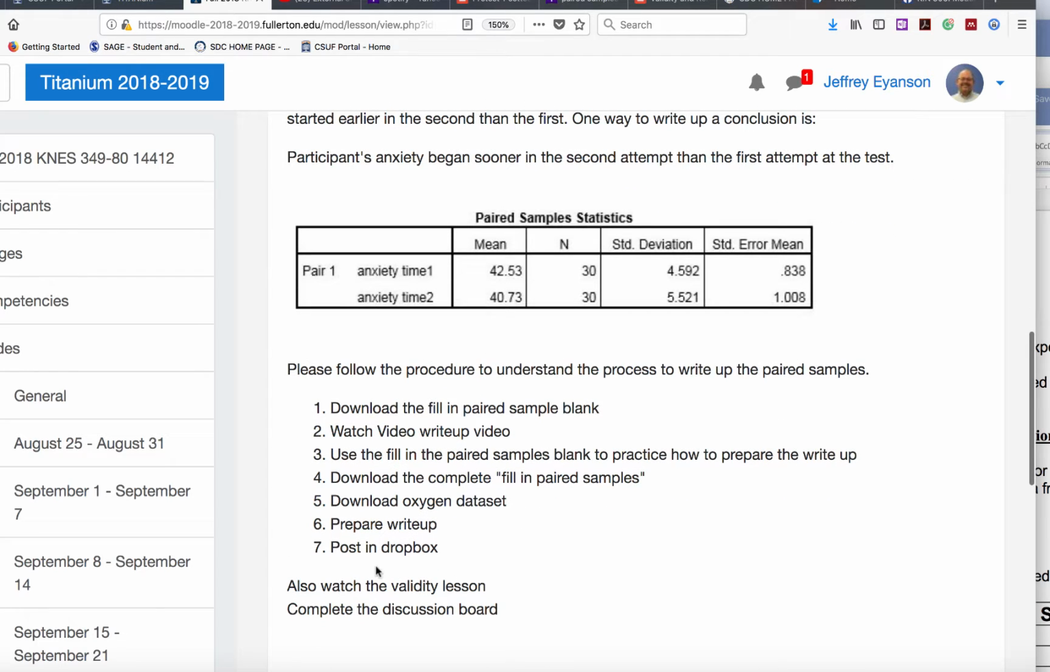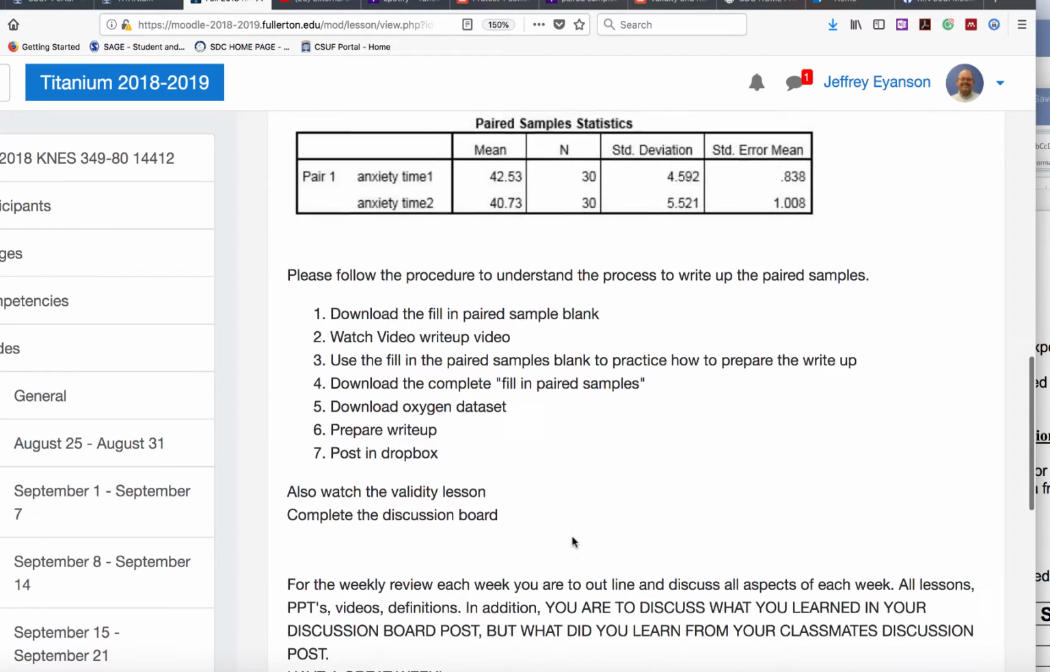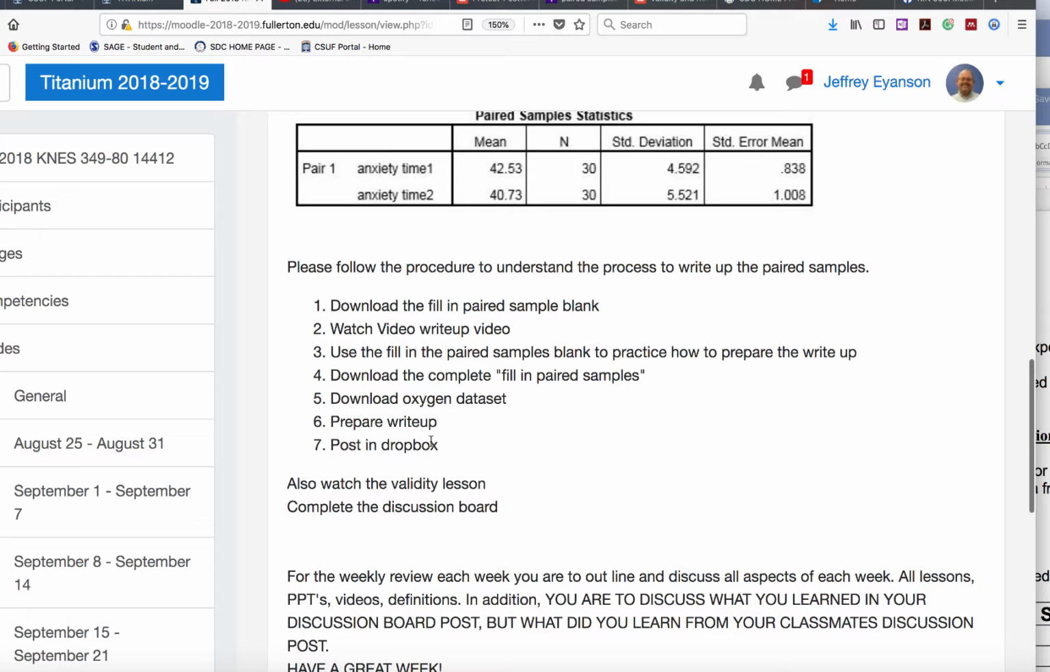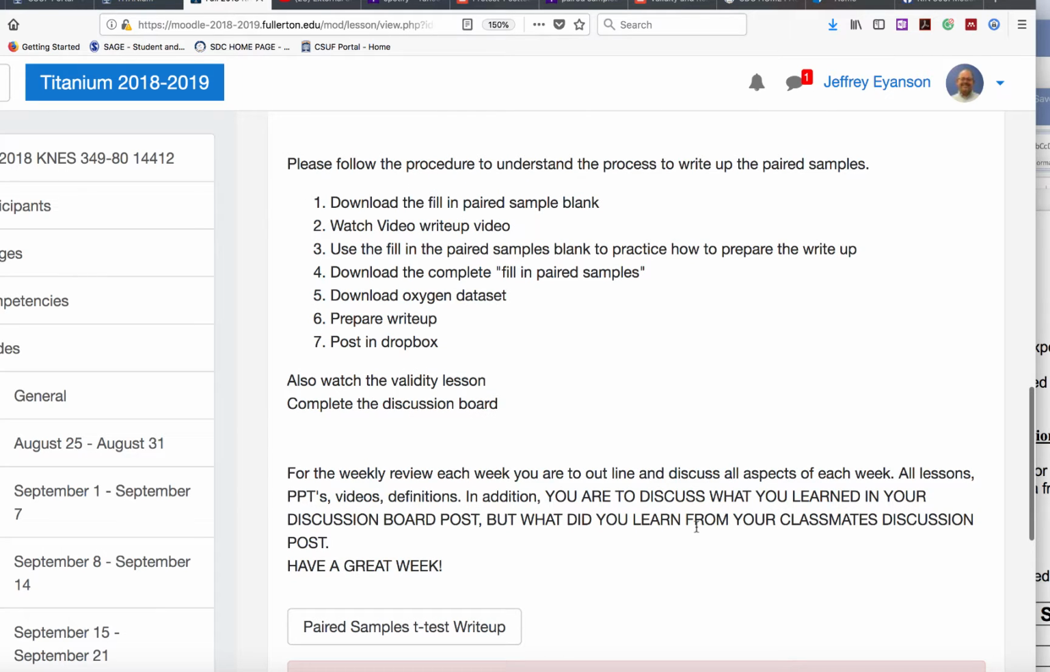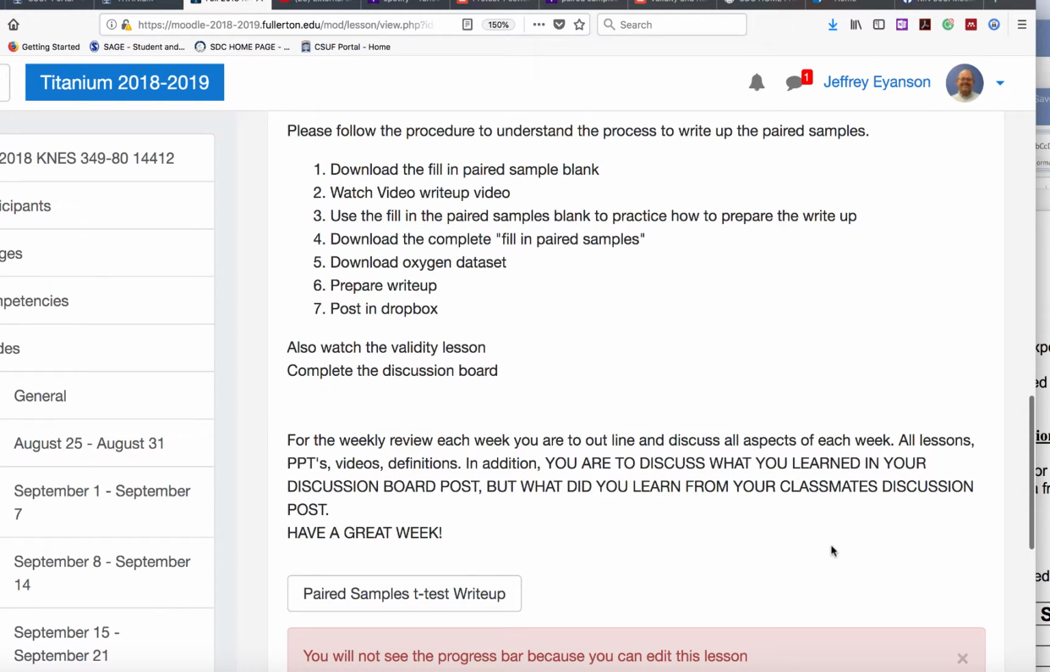And then here are the instructions. They will come up again at the end. It's instructions for what you should do for your paired sample, also the validity lesson, and you complete your discussion board and your review. Okay, here is a note for your review. One thing you need to add is what you learned from your discussion board, and then you have 2 responses, and what did you learn from the other 2 responses that you didn't really know about.